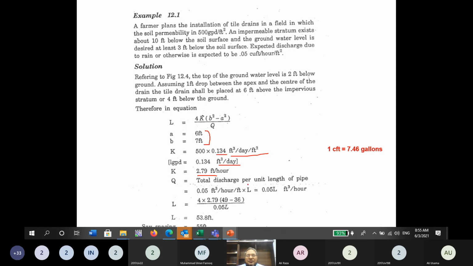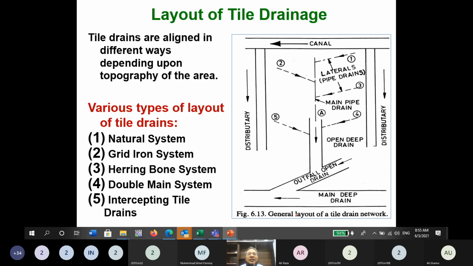And then the discharge, which is the total discharge, is 0.05, which is given here, cubic feet per hour per square feet. So if you multiply by the L, instead of area it will become length, or 0.05 L cubic feet per hour. So now we have this value of the Q. Just put it in this equation, and then you will get the value of L, which is 53.8 feet, or you can say that roughly the spacing should be 55 feet. Okay, so this is the answer, how you have designed the spacing of the tile drainage.